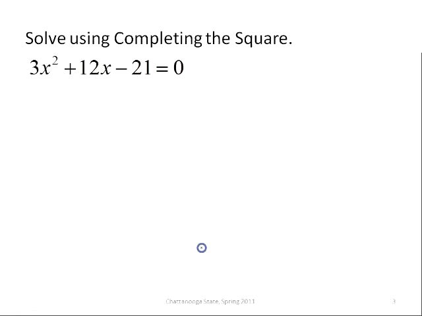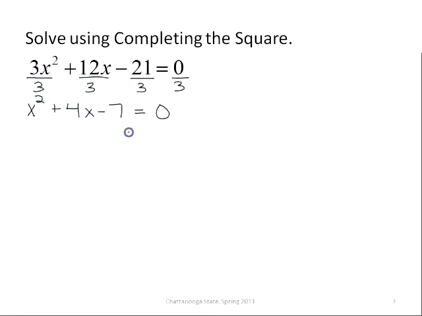So let's look at this first equation. 3x squared plus 12x minus 21 equals 0. I need this in the correct form. The first thing I need to take care of is this 3. I want that x squared to have a coefficient of 1. So my first step is going to be to divide each term on both sides of the equation by 3. So that's going to give me x squared plus 4x minus 7 equals 0.